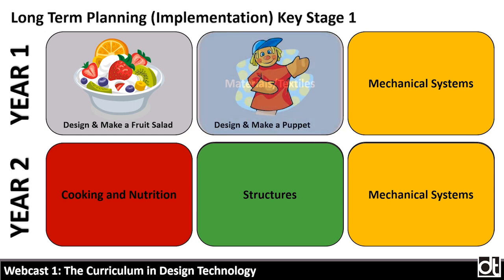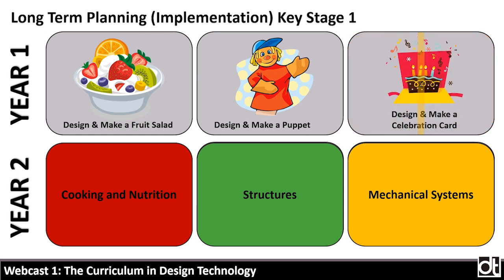In learning about textiles, they design and make a simple hand puppet by sewing together fabric pieces using the running stitch. Their first experiences of using a mechanical system could be to design and make a celebration card with a movable part. This presents opportunities for them to learn about sliders, levers and pop-up mechanisms.